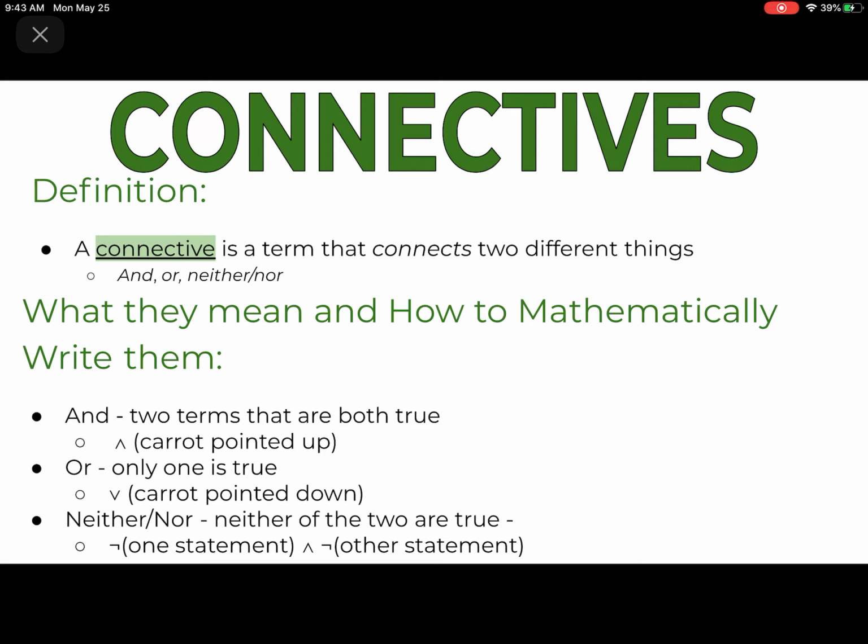Or means only one of the two is true. They won't always tell you which of the two is true. Use the caret pointed down for that one. And then we have neither nor, which is neither of the two statements are true. To write that with math, we use that not symbol that we learned last time. Not the first statement and not the second statement, because neither of them are true.